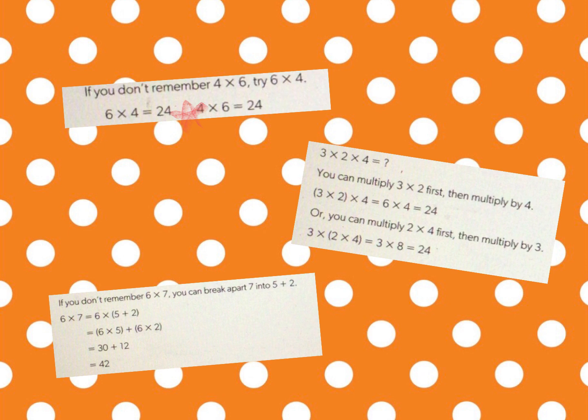Over here, we can do the associative property, where we practice 3 times 2 times 4. You can multiply 3 times 2 first to get 6, and then multiply by 4. 6 times 4, which is 24. Or you can multiply the 2 times 4 first to get 8, and then multiply it times 3. 3 times 8, which is 24. So both ways equal 24, the same answer. It's just different ways that you can solve it, okay?